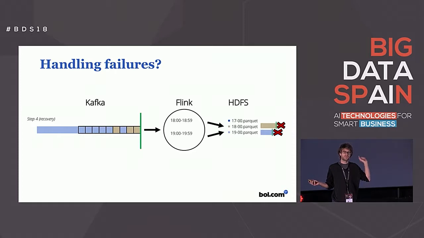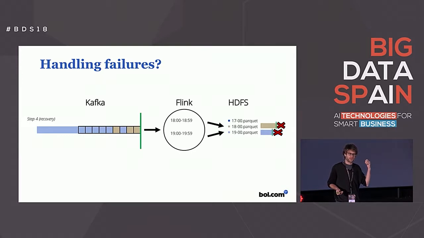And because Flink marked the position of the file when the checkpoint happened, it can simply cut off the end of the file. It can just truncate the file and keep on writing the data. So this is the big idea that ensures exactly-once guarantees.